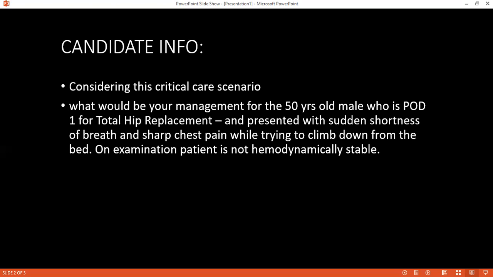Can you please name a few risk factors which can lead to DVT formation? Prolonged immobilization, recent pelvic surgery, and some medical conditions like malignancy, dehydration, vascular injury, and some hematological causes like phospholipid, protein C and S deficiency, antithrombin 3 deficiency, and a patient who was taking OCP or hormone replacement therapy.